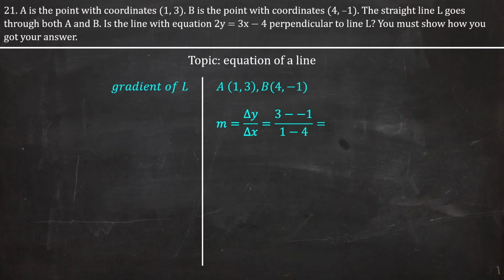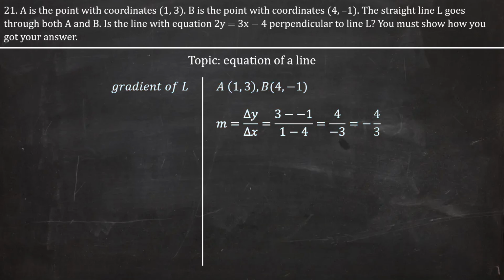Remember, you need to go from the same point to the other point for both y and x. If you don't, you're going to get it wrong. Then 3 minus minus 1 is 4. 1 minus 4 is minus 3. Just simplify to make it nicer. Minus 4 over 3 is the gradient of L.